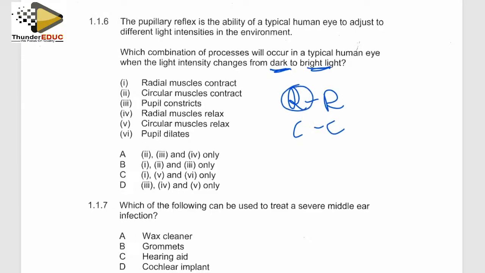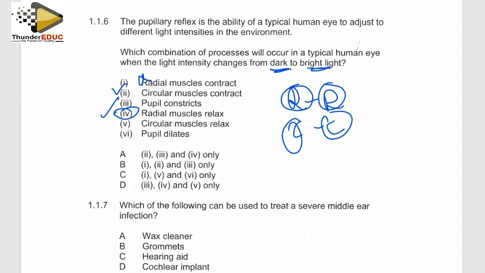So you have to look at radial muscles relax. So this one is out, and then radial muscles relax. So this one, get it, and then circular muscles contract. Circular muscles contract, so this one is also correct.